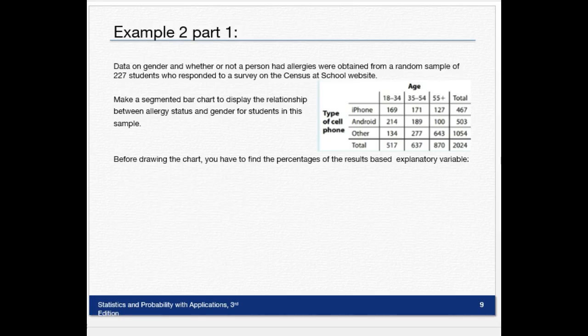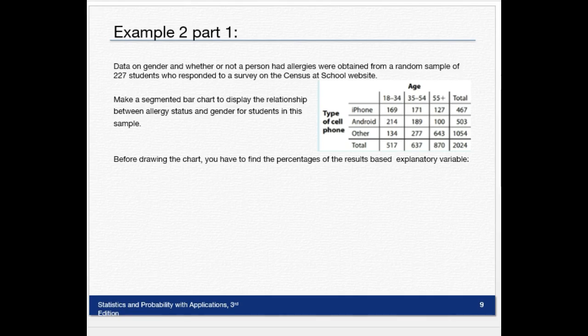Data on gender and whether or not a person had allergies were obtained from a random sample of 227 students who responded to a survey on the Census at School website. Make a segmented bar chart to display the relationship between allergy status and gender for students in the sample. All right, so before drawing the chart, you have to find the percentages of the results based on the explanatory variable. So here's what this looks like.